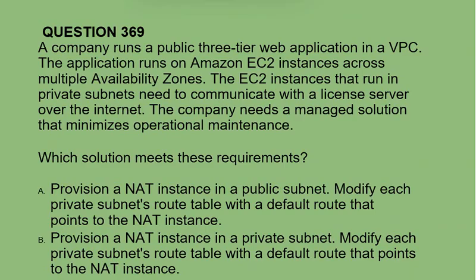Question: a company runs a public three-tier web application in a VPC. The application runs on Amazon EC2 instances across multiple Availability Zones. The EC2 instances that run in private subnets need to communicate with a licensed server over the internet. The company needs a managed solution that minimizes operational maintenance. Which solution meets these requirements?